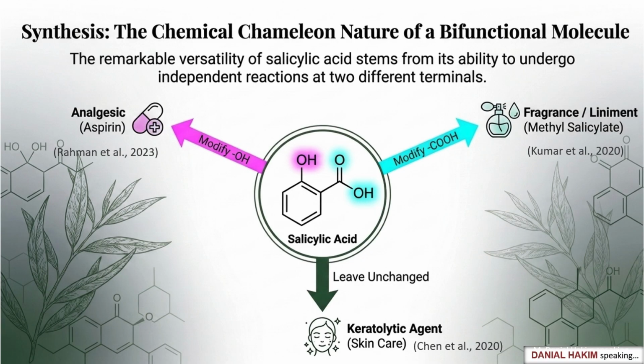Moving on, let's take a look at why the salicylic acid molecule is so unique. We can fondly call it the chemical chameleon due to its bifunctional molecular nature. This incredible flexibility stems from the ability of salicylic acid to undergo independent reactions at two different terminals or functional groups. First, if we modify the hydroxyl group's terminal, we can synthesize aspirin, which acts as an analgesic agent.